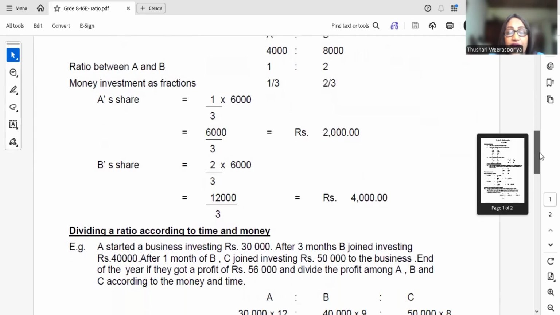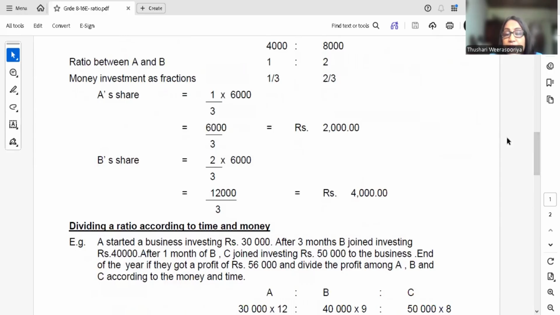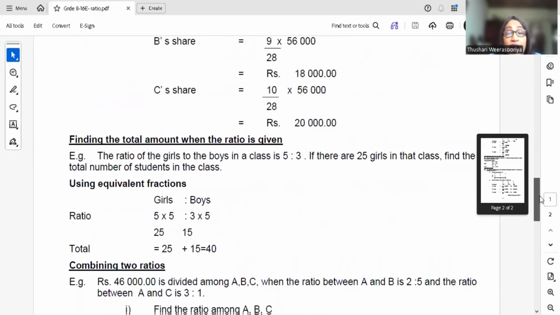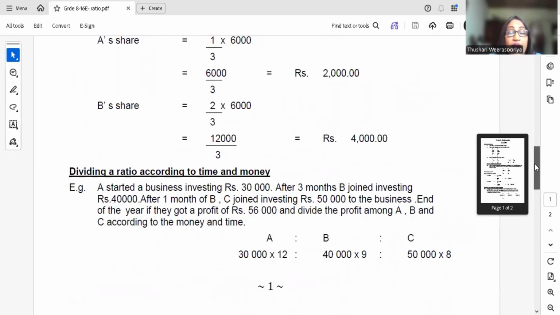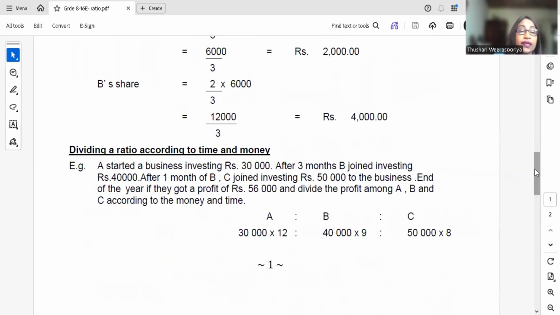Now look at this example. In the earlier example, they started the business at the same time. But here, from time to time, people join the business. So in that case, we have to consider the time also. Money and time both we have to consider. Now look at this. A started a business investing 30,000. At the very beginning, he started. We are considering 1 year. So A is there in the business for 12 months. After 3 months, B joined.